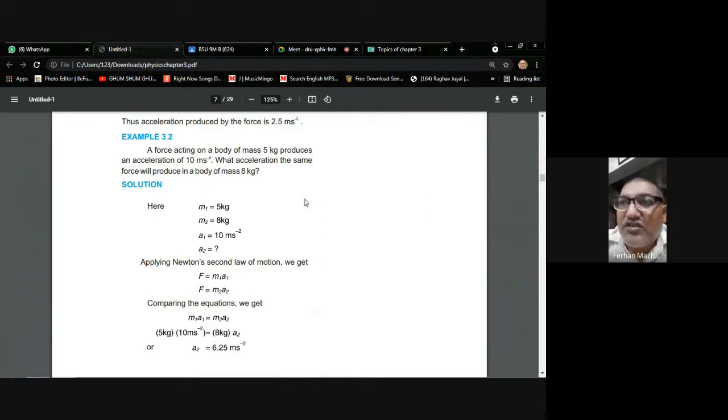So F equals ma. Now this force on the second body is 50, the mass is 8, and the acceleration produced in the second body I want to find out. This 8 will go on the other side, so 50 divided by 8. On your calculator you will do 50 divided by 8, that will be 6.25 meter per second square. Do you understand this example?